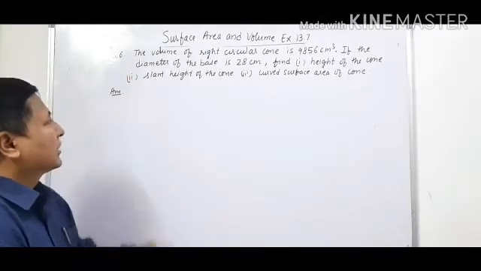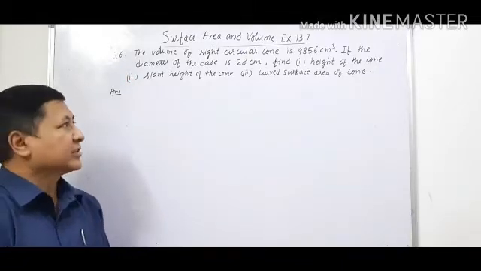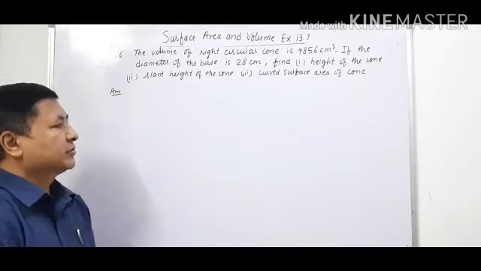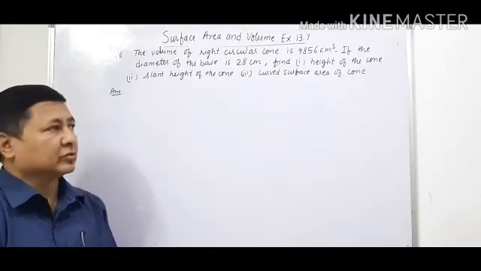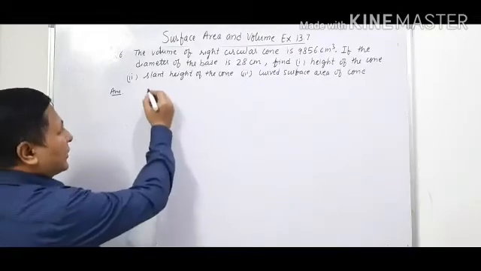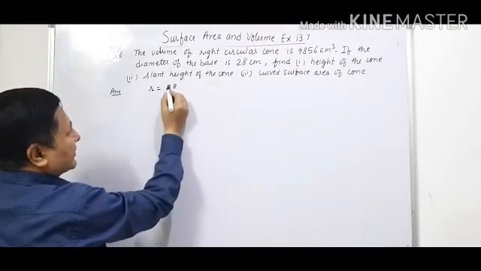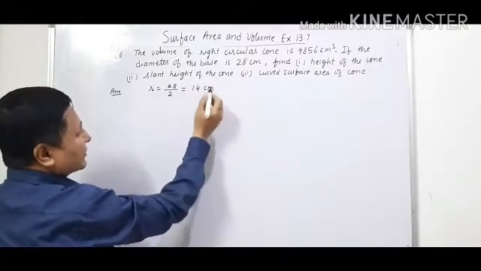Question number 6. The volume of a right circular cone is 9856 centimeter cube. If the diameter of the base is 28 centimeter, find the height of the cone, slant height of the cone, and curved surface area of the cone. Now in the question we have the diameter given as 28 centimeters, so radius will become 28 upon 2, that is equal to 14 centimeter.